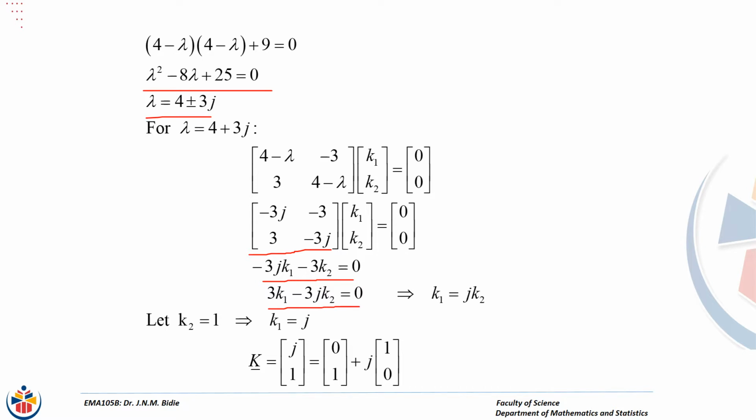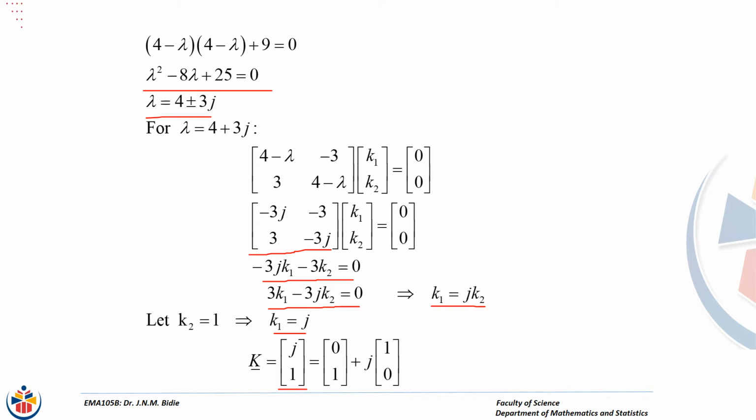We take any of the two, or the simplest of the two equations, and try to get the unknowns. I chose the second equation, which gave me k1 equal to j k2. If I let k2 be equal to 1, then k1 would be equal to j. So the eigenvector that I'm getting is (j, 1).